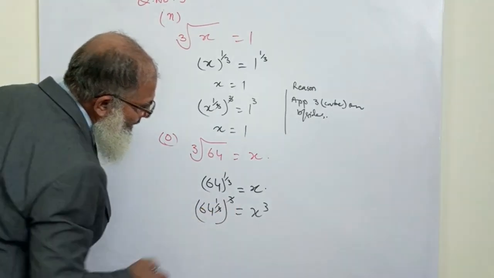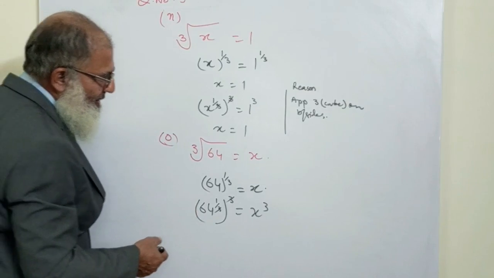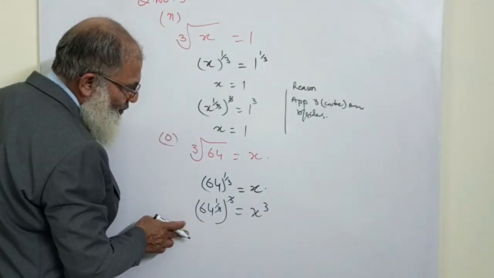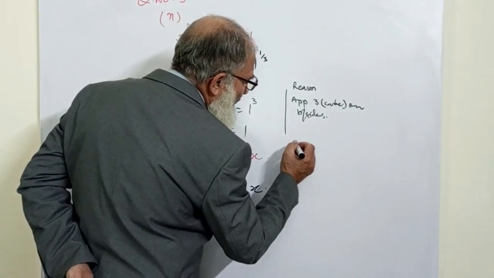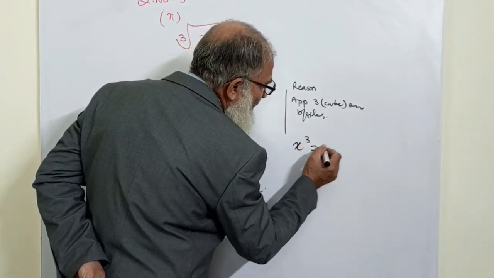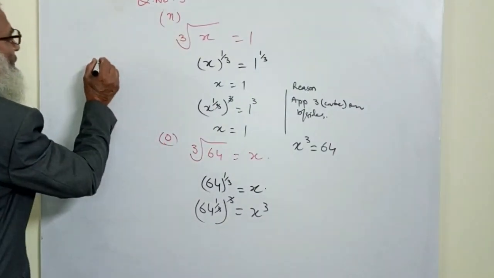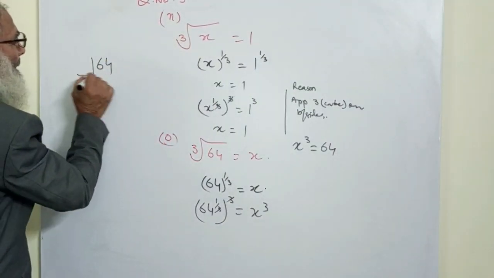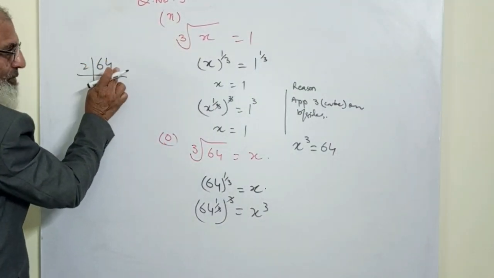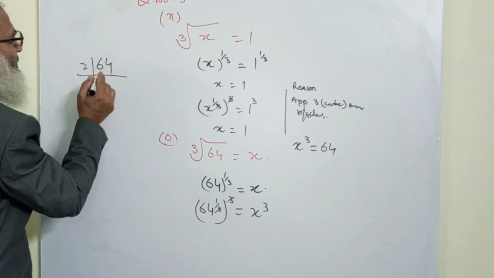So you see that x cube has come now as 64. Now we'll find the factors of 64. Two times, because it is an even number here.